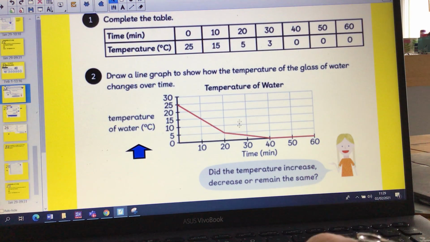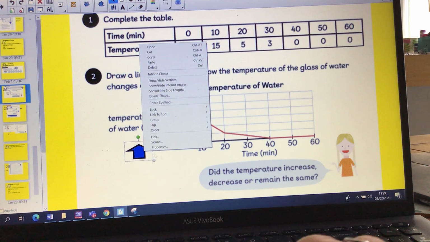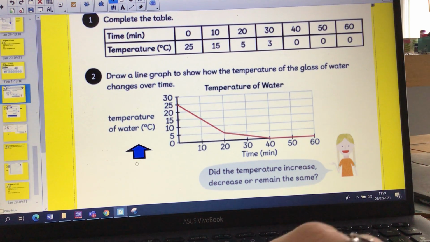So the next 20 minutes is going to be, oh, my mouse is going crazy today.